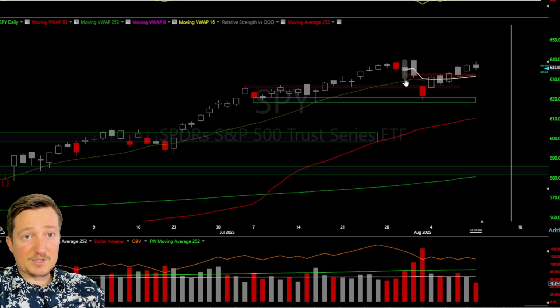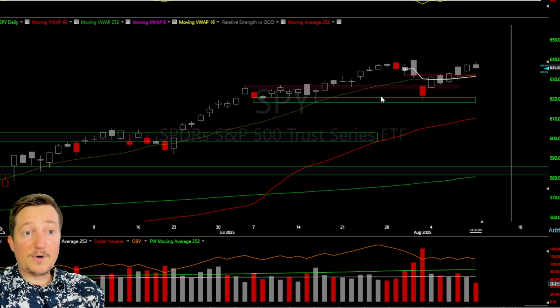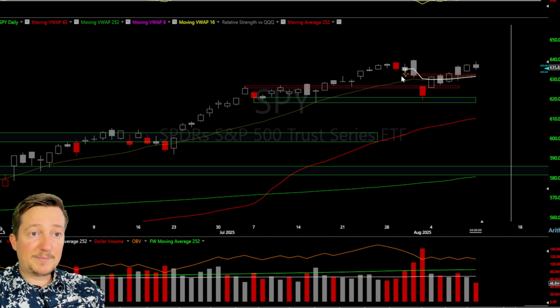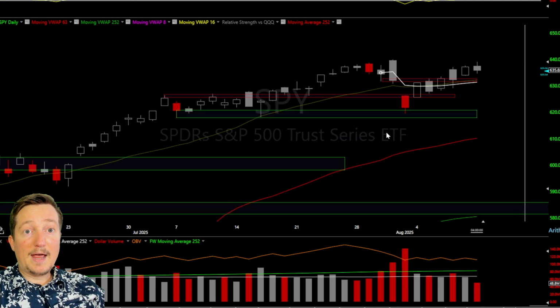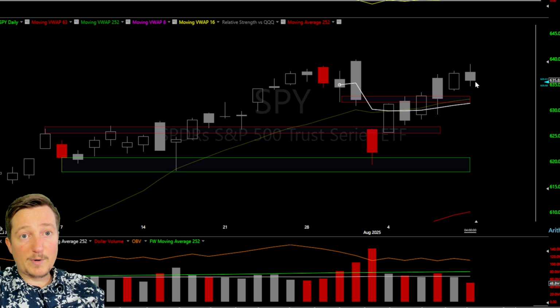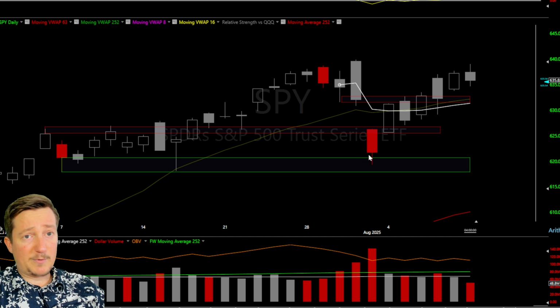I also have this white line here, which is an anchored VWAP from the Fed meeting. So 2 days before we got that employment report, I put an anchored VWAP there just to see where the majority of the volume is. And as you can see here, we're rallying. This is a nice upwave off of this sell-off when we undercut the 16 period moving average, and we went back into this little range here. We've just been monitoring this upwave.